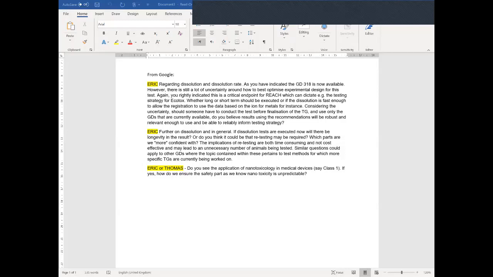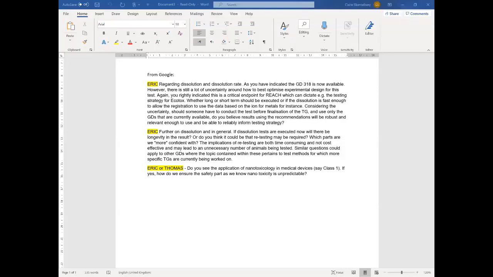Yeah, I think for the test guidelines we talk about preclinical tests only. So we're not talking about medical devices here. So it's out of our scope.